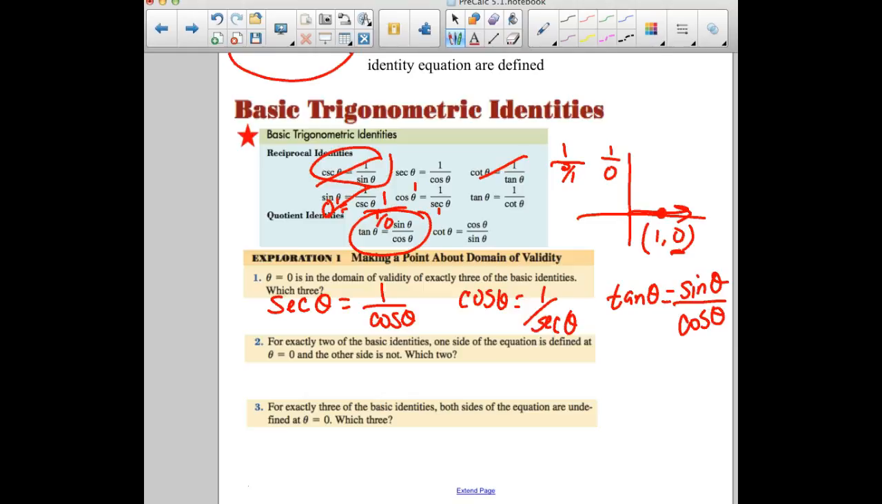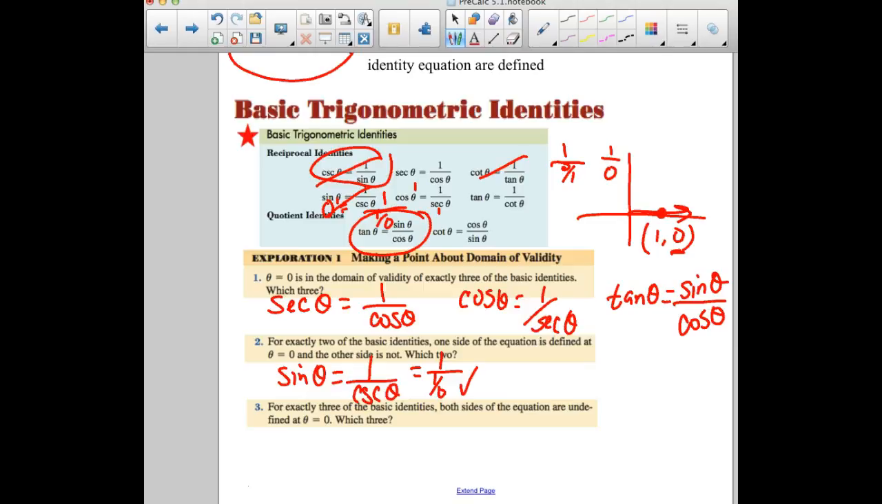All right, so the first one where it does not work, we have the sine of theta being 1 over cosecant of theta. Sine is fine. The left side of that would be okay because the sine is 0 and that is defined. But on the other side where we have 1 over cosecant, we are taking the reciprocal of sine. So the reciprocal of 0 is 1 over 0, and that's where it doesn't work.